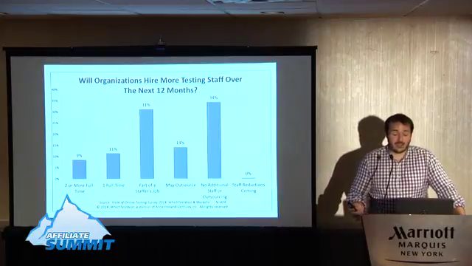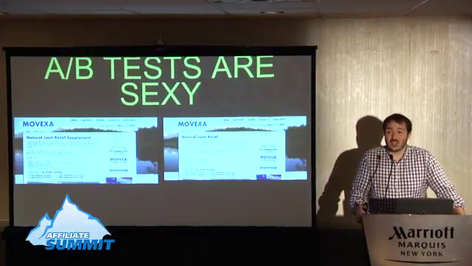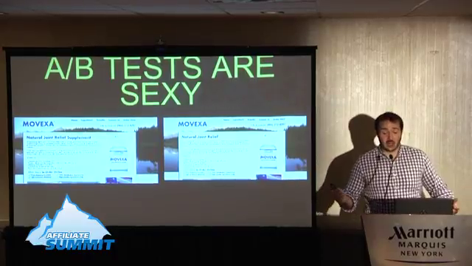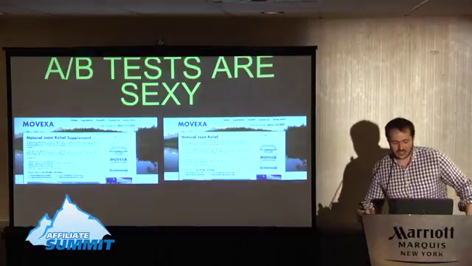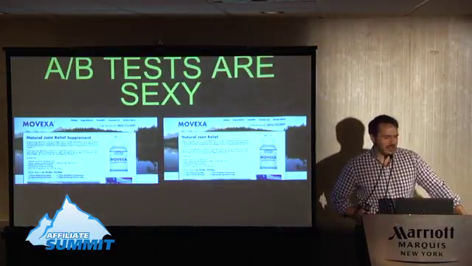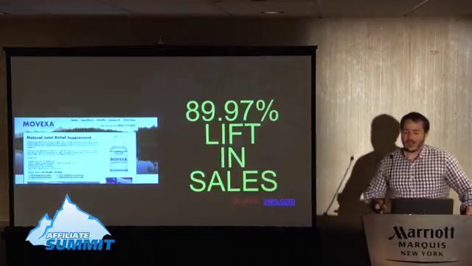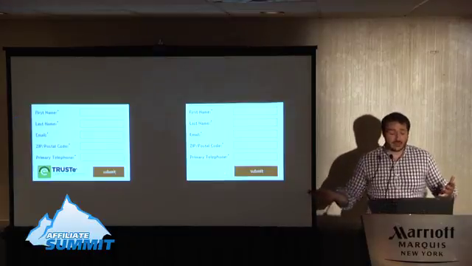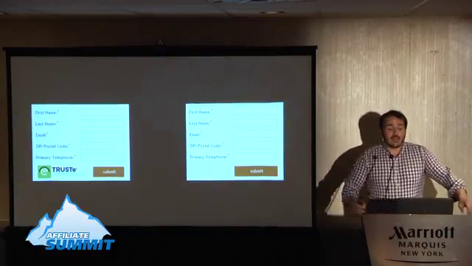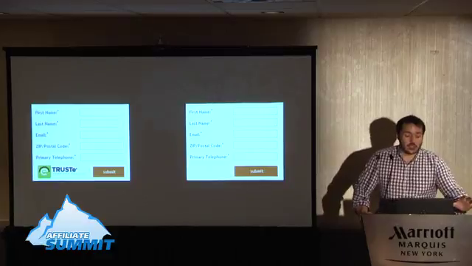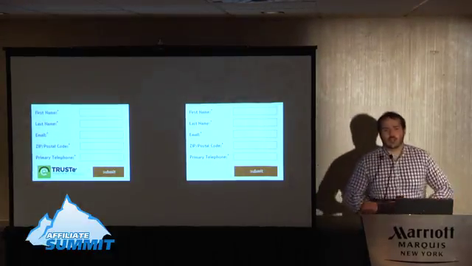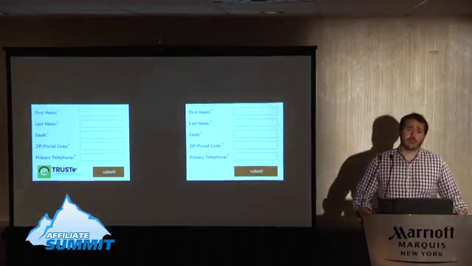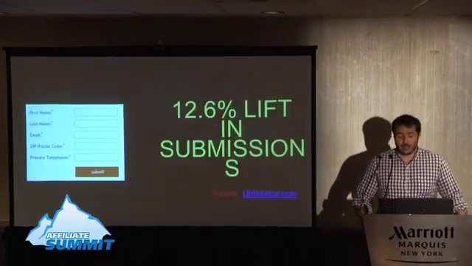It's because, honestly, A/B tests are super, super sexy. Like, hey, I made a slight change, and look at this lift. 89.97% lift, everybody. We just went from natural joint relief to natural joint relief supplement. So that's really, really sexy. Take a look at another one. We have a form here with a TRUSTe certified privacy logo, and without it. And every single person would probably be like, oh man, without that logo, they're totally going to crash and burn.